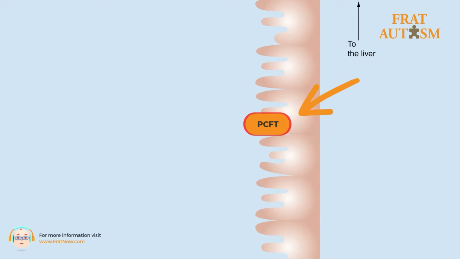This receptor is highly expressed in the epithelial cells of the small intestine, where dietary folate is absorbed. It is also present in other tissues, including the choroid plexus of the brain. Mutations in the PCFT gene cause hereditary folate malabsorption, a rare disorder characterized by impaired intestinal absorption of folate.